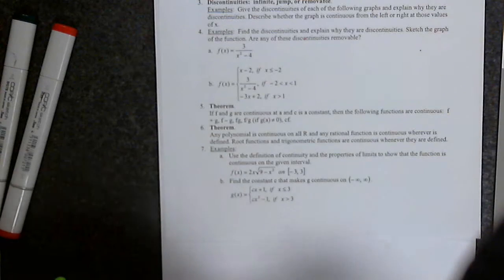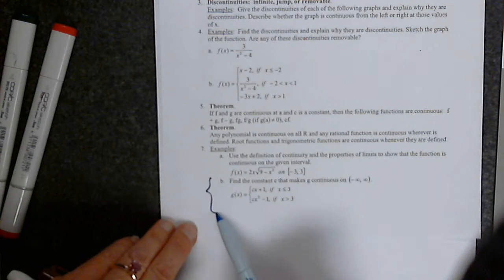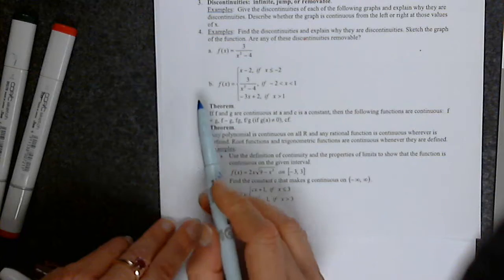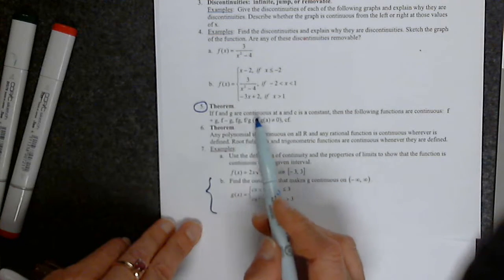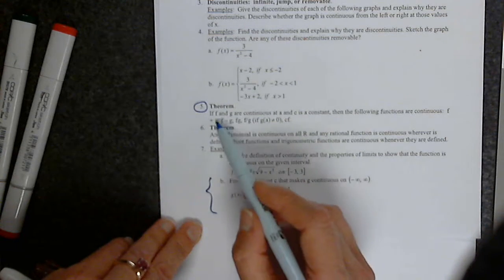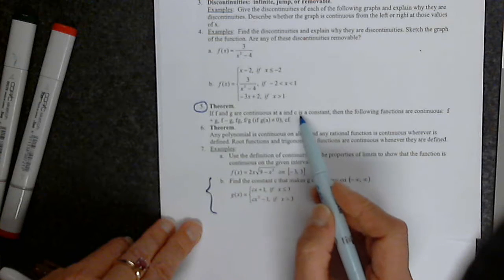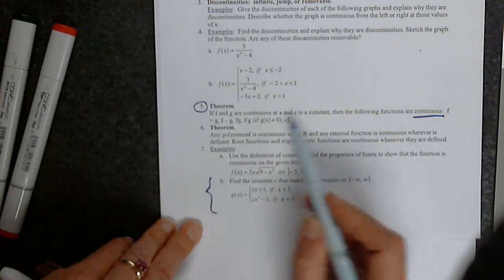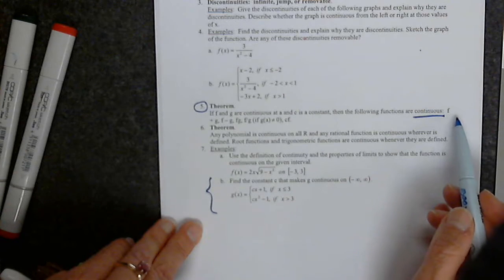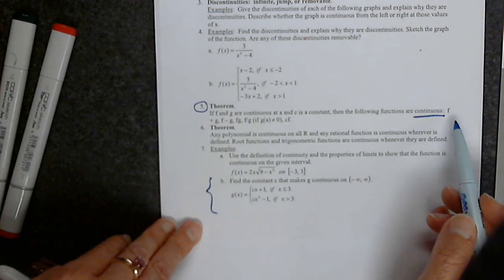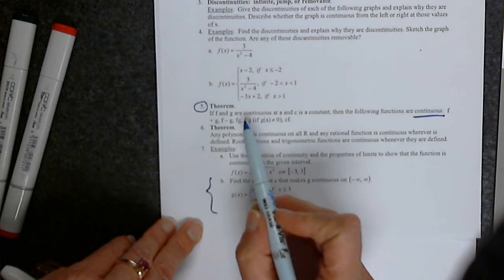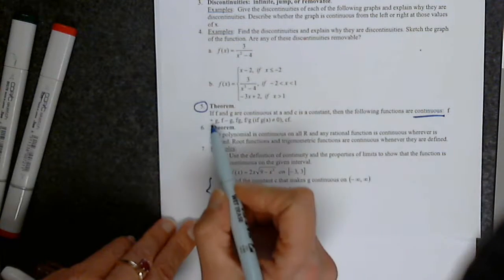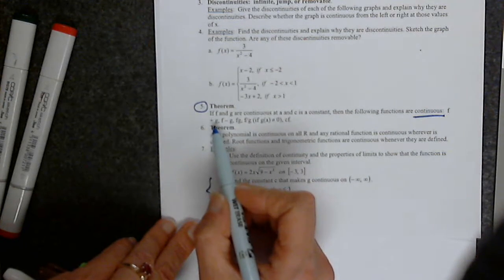So we're going to look at another problem right now, part B, but I want to go through this theorem, which I stated, but I did not write it. If f and g are continuous at a and c is a constant, then the following functions are continuous. All I said last time is that any combination of continuous functions is continuous. So if f and g are continuous, f plus g is continuous. Their sum will be continuous.